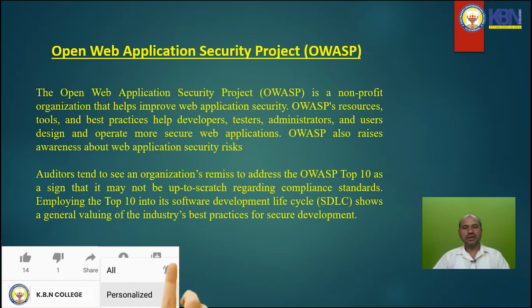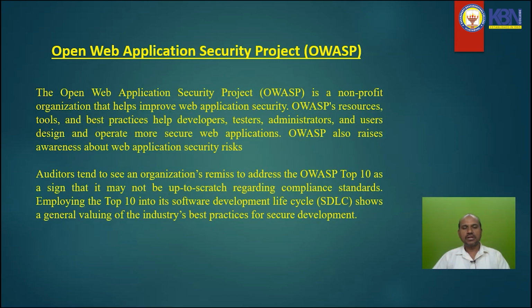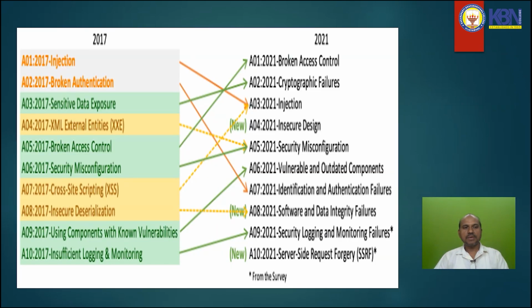But OWASP, the Open Web Application Security Project, gives protection against the vulnerabilities that are being used nowadays. This survey is conducted by OWASP. In 2017 it gave 10 vulnerabilities, and now in 2021 it has given changes for another 10 vulnerabilities.